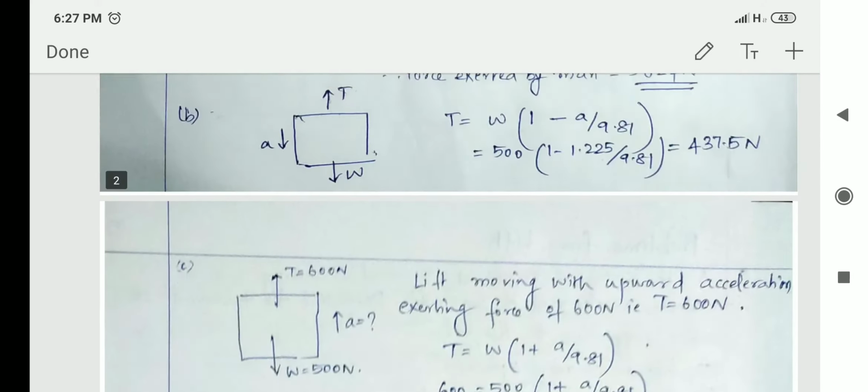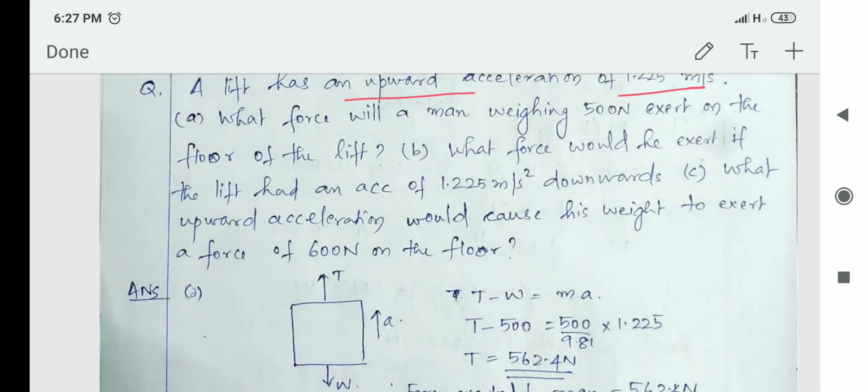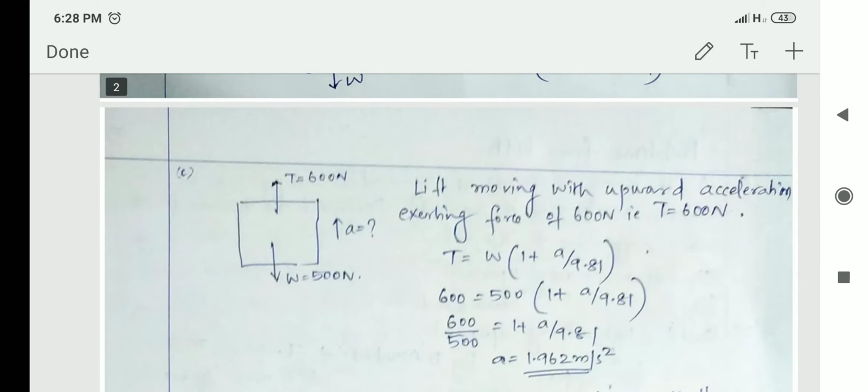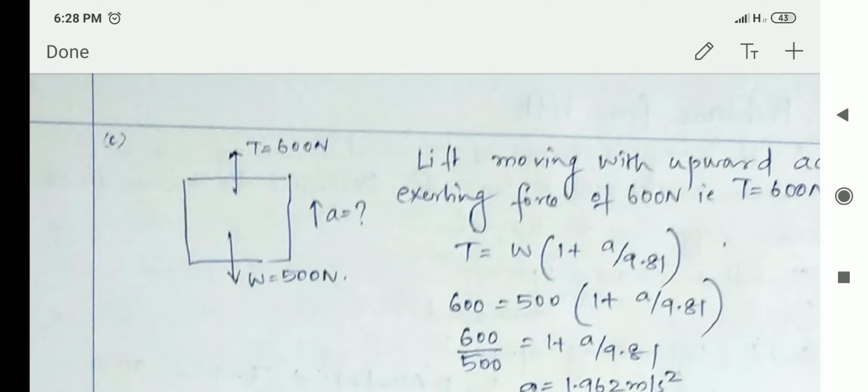Now the third question: what upward acceleration would cause his weight to exert a force of 600 Newton on the floor? So here acceleration is not given, but what is given? A force of 600 Newton on the floor. So the tension is given as 600 Newton, right? The force exerted by the person on the floor is equal to the tension. So it is equal to 600 Newton, and the original weight W equals 500 Newton, and acceleration is upward.